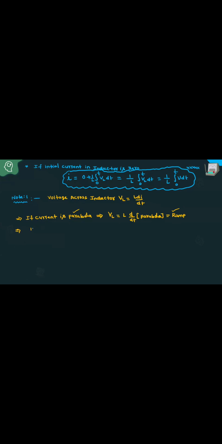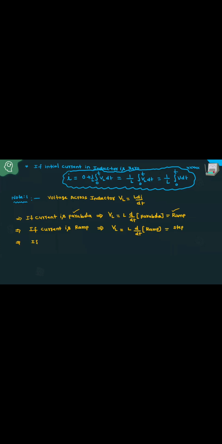If current is ramp, then can anybody tell what is the voltage across the inductor? L into d by dt of differentiation of ramp. What will the differentiation of ramp give? Step function. Differentiation of ramp will give the step function.